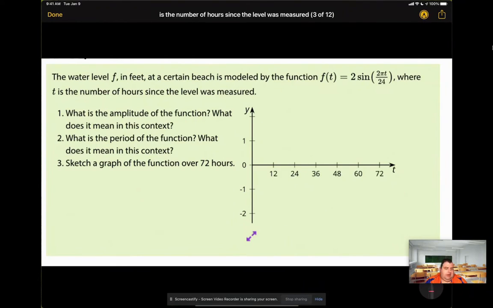The water level F in feet at a certain beach is modeled by the function f of t equals 2 sine of 2 pi t divided by 24, where t is the number of hours since the level was measured. What is the amplitude of this function? What does it mean in context? So, amplitude of this function.